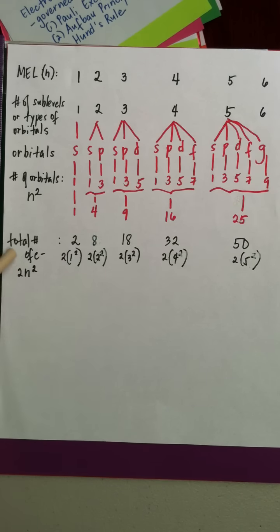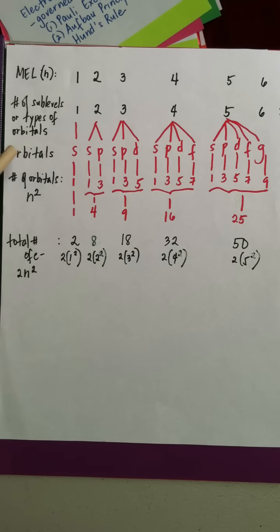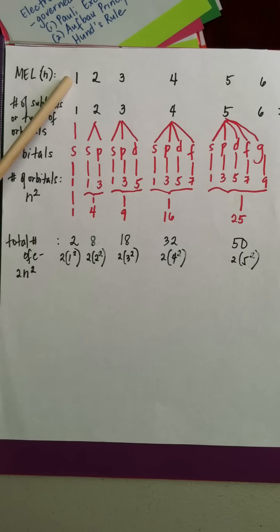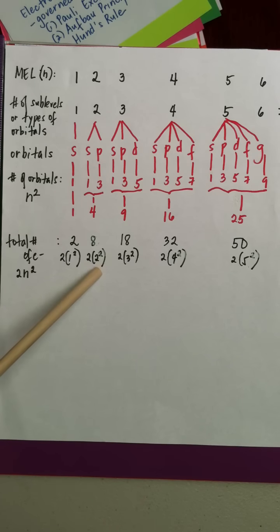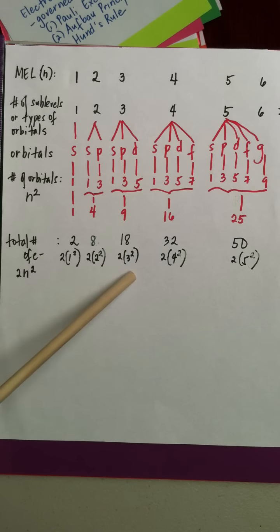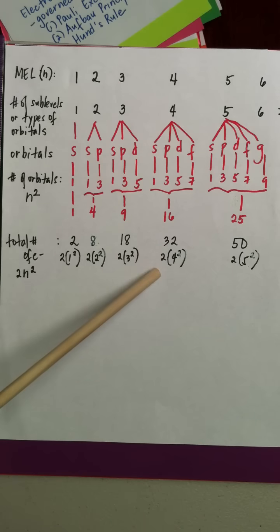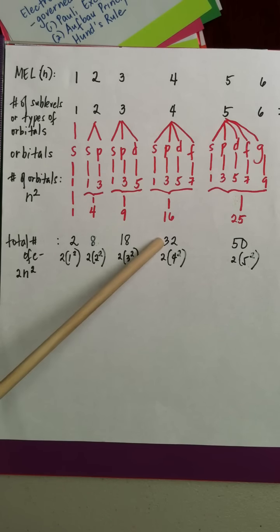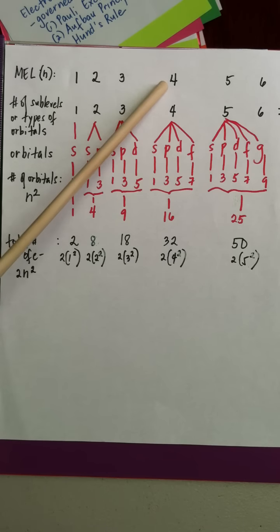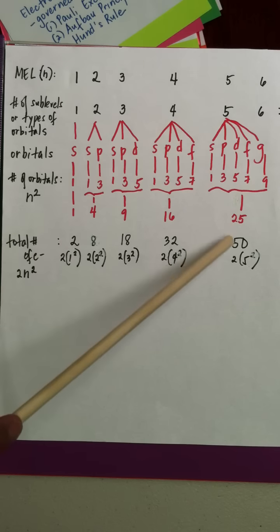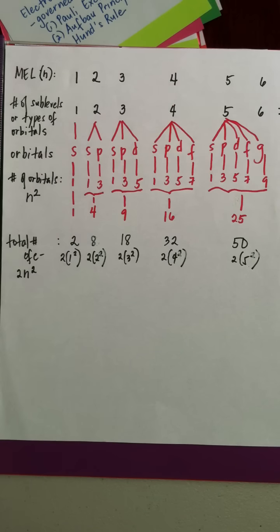And if we are looking at the total number of electrons in each main energy level, the formula is 2n squared. So 2 times 1 squared is 2. That is the maximum number of electrons in the first main energy level. 2 times 2 squared is 8. That's the maximum number of electrons in the second main energy level. 2 times 3 squared is 18, which is the total number of electrons in the third main energy level. 2 times 4 squared is 32, which corresponds to the maximum number of electrons in the fourth main energy level. And 2 times 5 squared is 50, and this refers to the maximum number of electrons in the fifth main energy level.